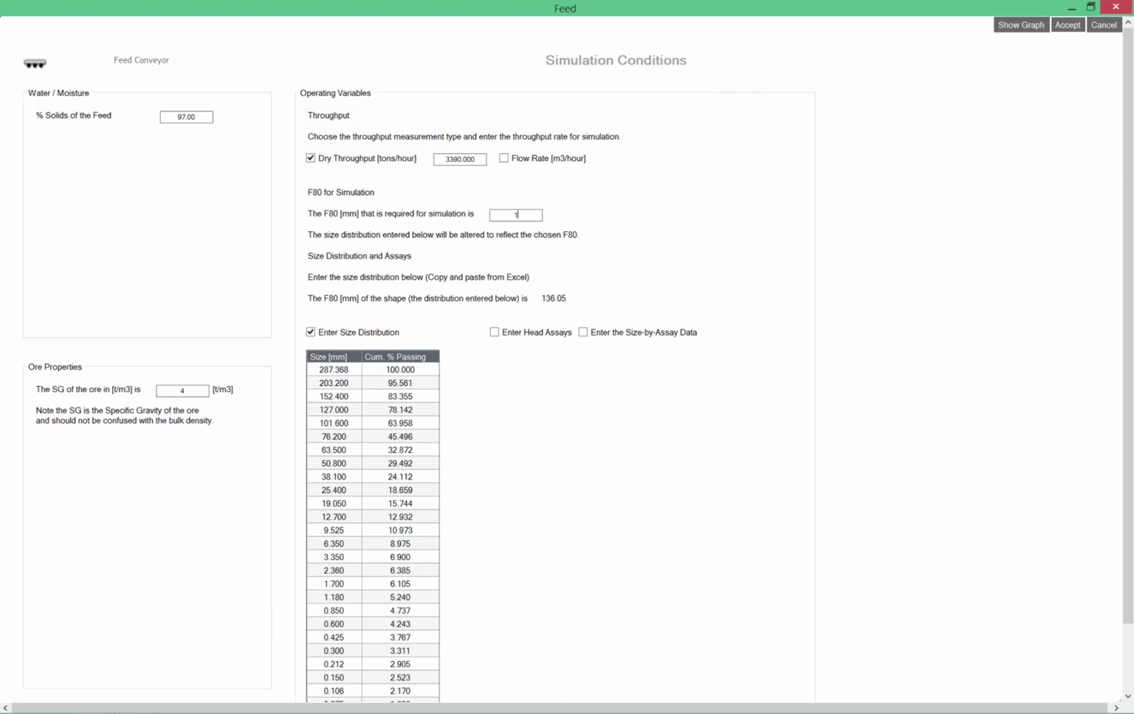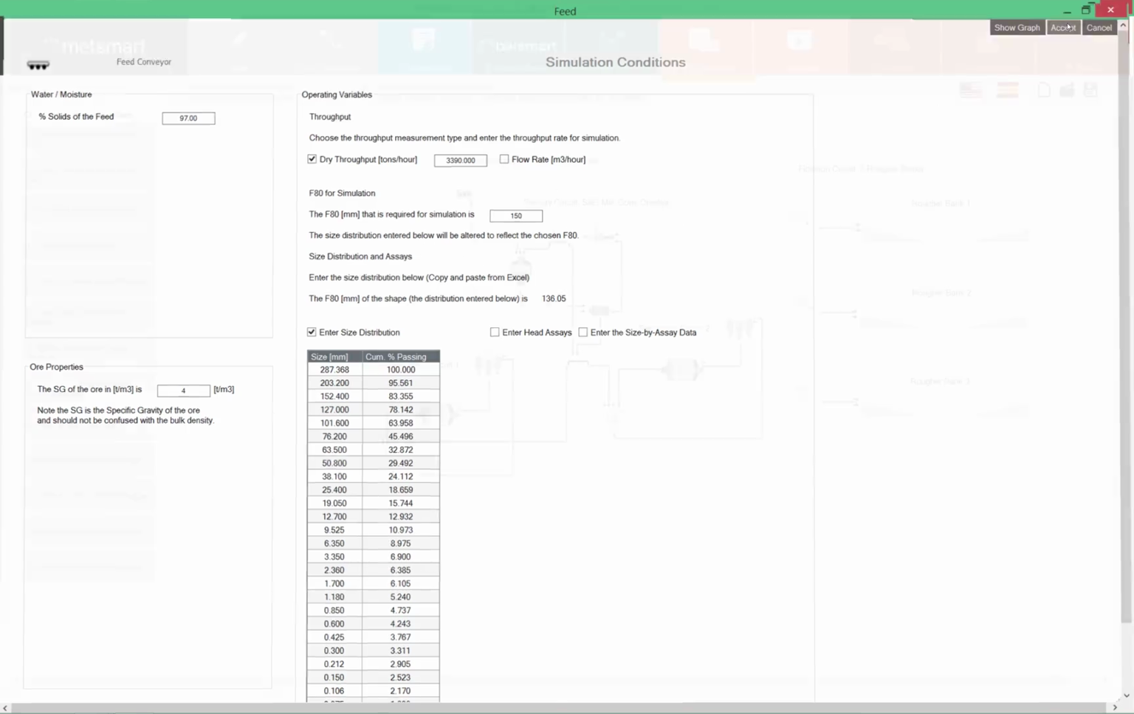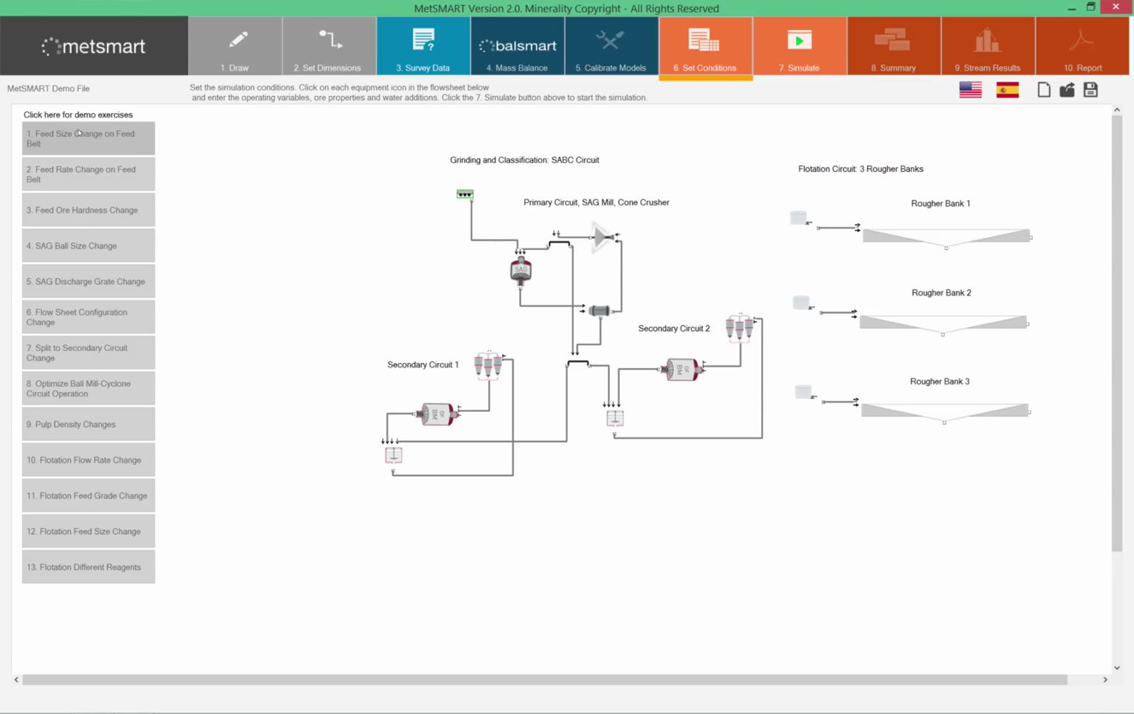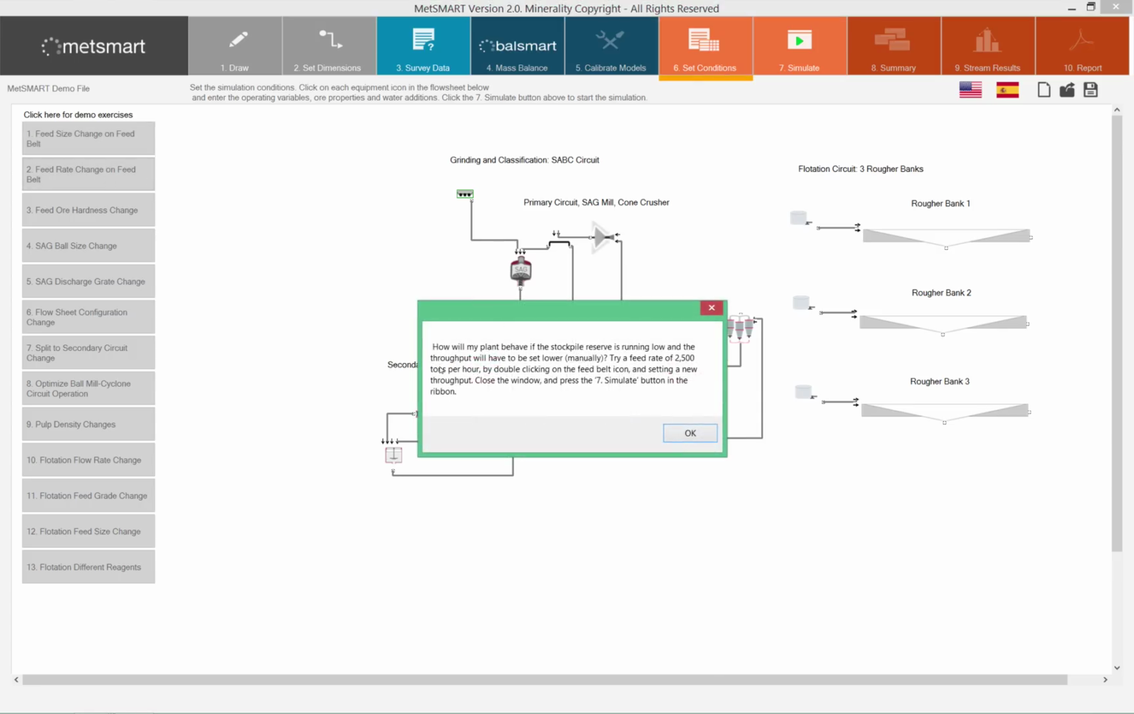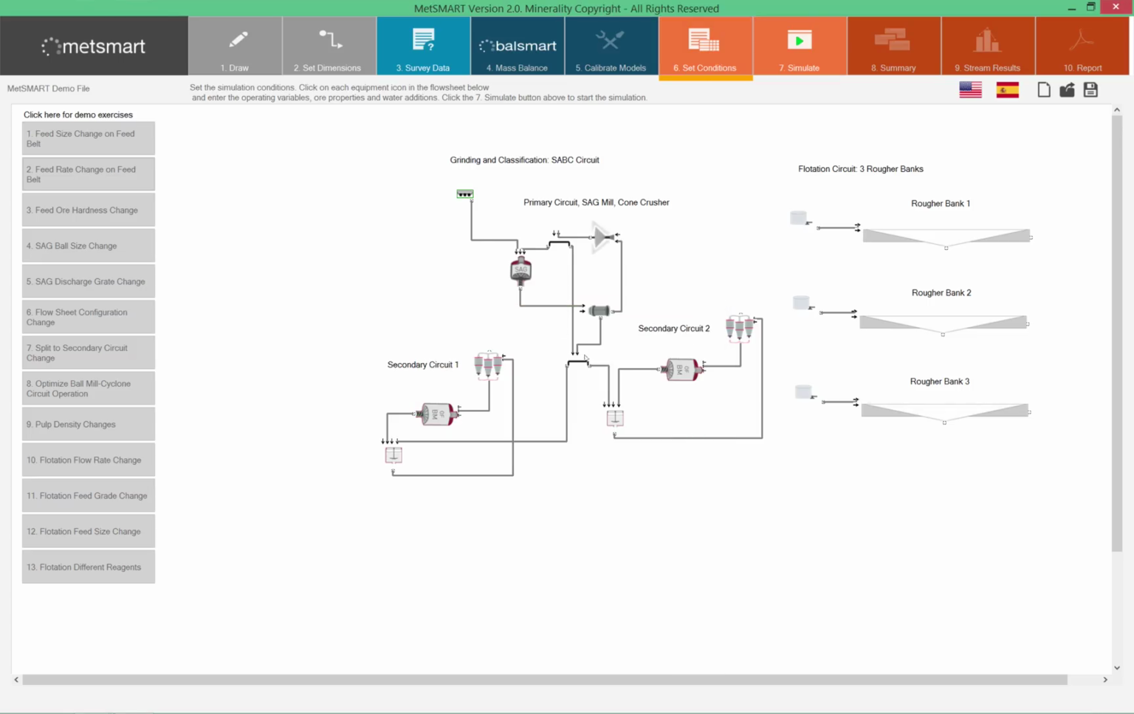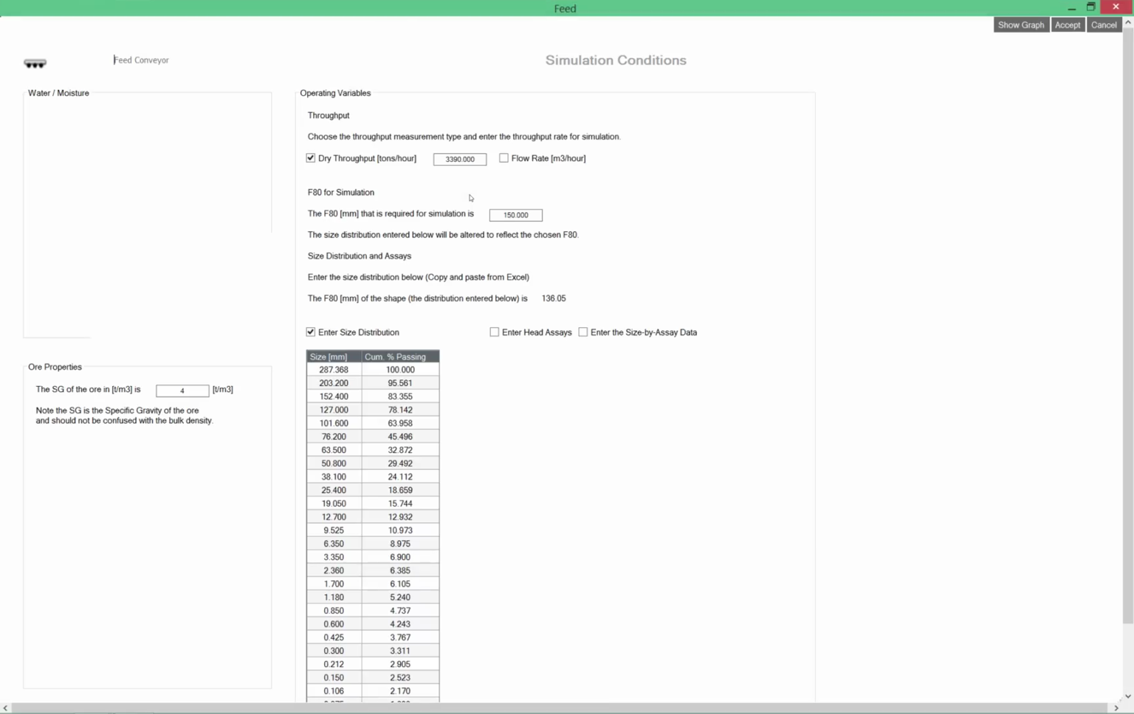I will go back to the 150 millimeter feed that we had before I did exercise 1. So for exercise 2, the question is, how will my plant behave if the stockpile reserve is running low and the throughput will have to be set lower? Try a feed rate of 2,500 tons per hour by double-clicking on the feed belt.